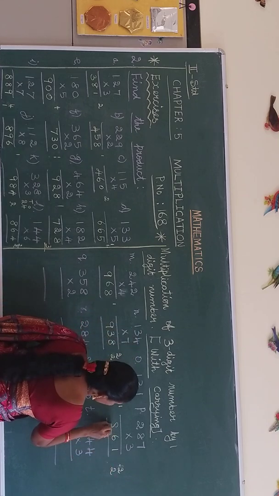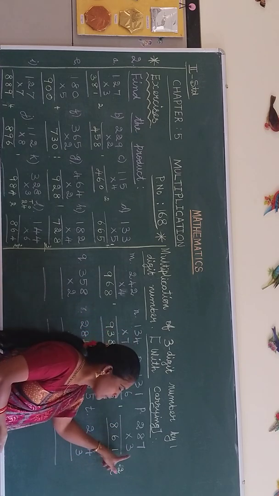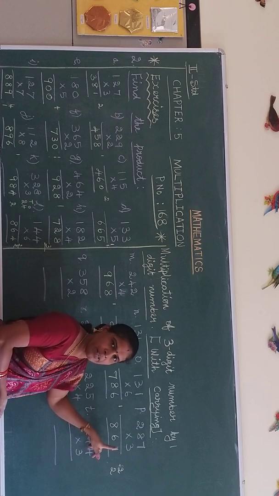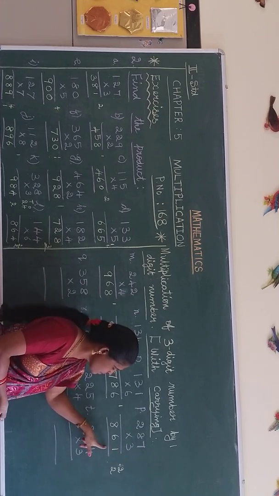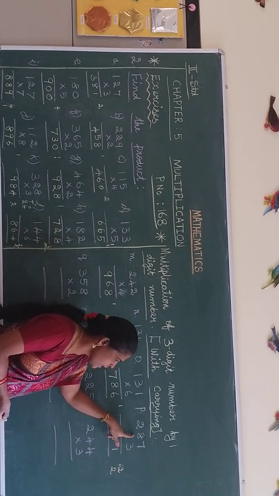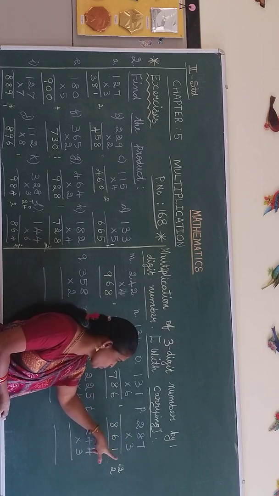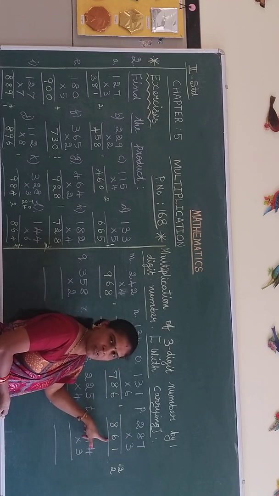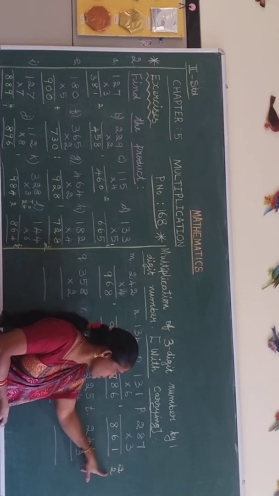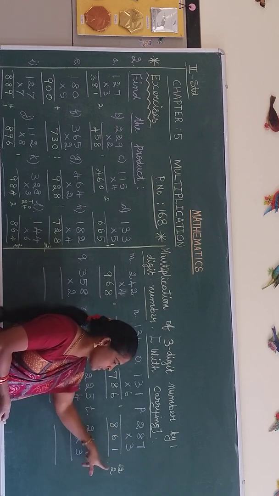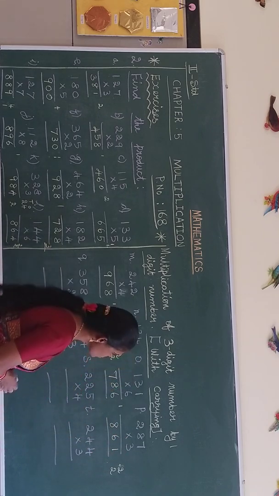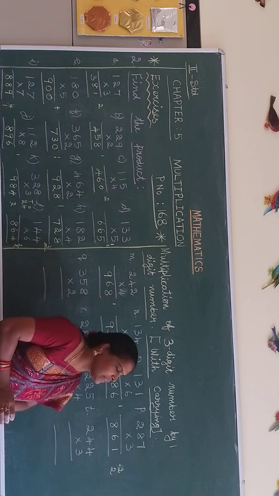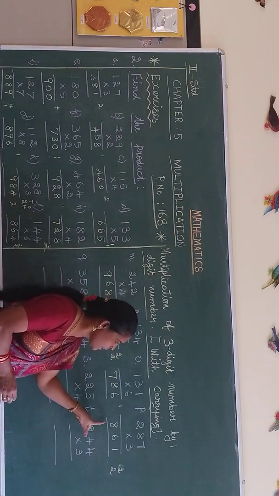Again 2 for carrying over, and 3 2s are 6. 6 plus 2, 8. One more time. 3 sevens are 21. In this 21, 1 in this ones place, 2 in the side. Again 3 eights are 24. 24 plus 2, 26. In this 26, 6 in the tens place, 2 in the side. Again 3 2s are 6. 6 plus 2, 8. So 287 multiplied by 3 is equal to 861.